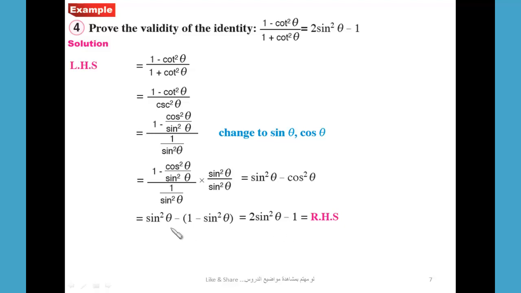So it is equal to sine square theta minus 1, minus sine square. Here is minus 1. Minus multiply minus equals positive. So it is equal sine square plus sine square again. It will be 2 sine square theta minus 1 equals right hand side, and this is the required.